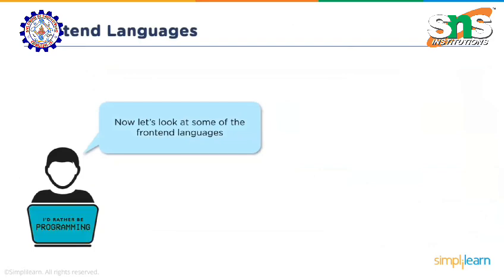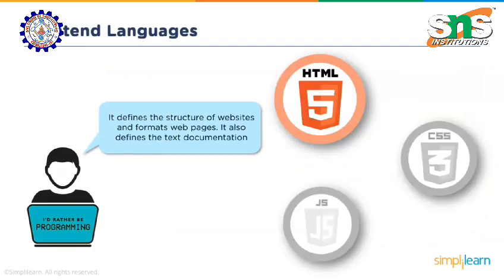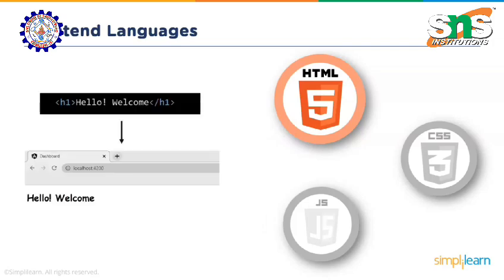So now let's have a look at some of the front end languages. I'm sure you've heard of HTML, CSS and JavaScript. So these are collectively called the front end languages. When it comes to HTML, it defines the structure of websites and formats the web pages. It also defines text documentation. So let's look at a simple example.